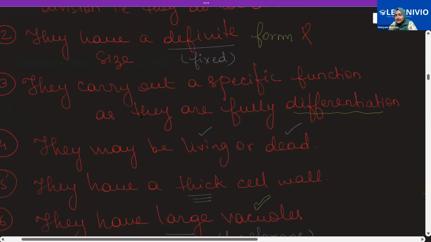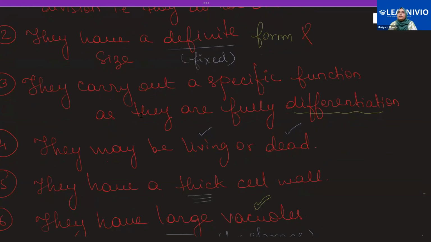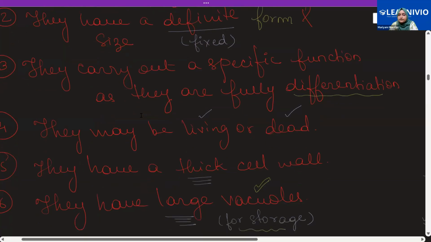Always remember that the meristematic tissues were mostly living tissues, right? None of them were dead. But the permanent tissues can be living and they can be dead also. Even if they are dead, it doesn't mean that they will be useless. They will be helpful in providing support, in providing structure. They will not be living, but they will still be useful. So the permanent tissues could be dead or living.